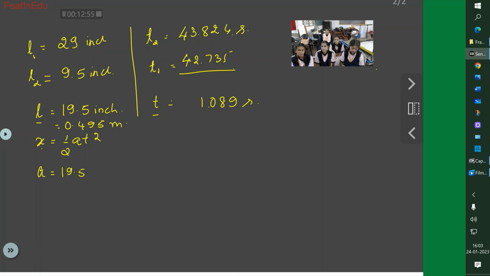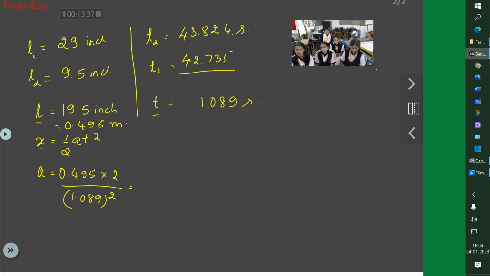So we can use meters here and do the calculation. Acceleration a will be equal to x, which is 0.495, into 2, divided by t squared. What is t squared we got here? 1.089 squared. So we get the acceleration when we do this calculation. I have the calculator here. Please tell me: 0.495 into 2 divided by 1.089 whole squared.